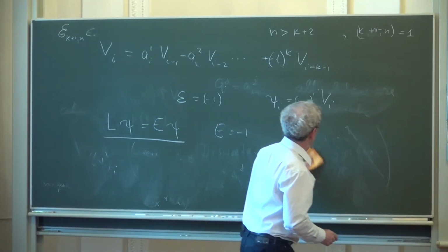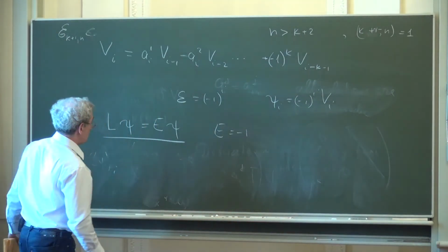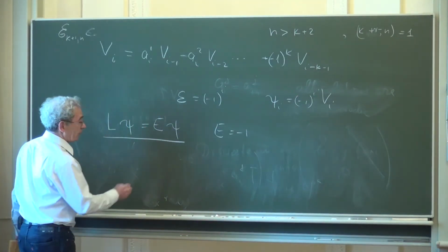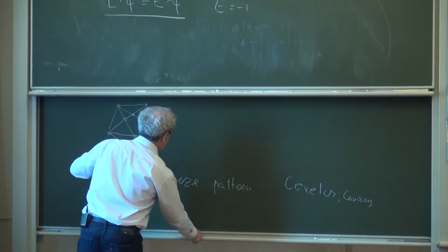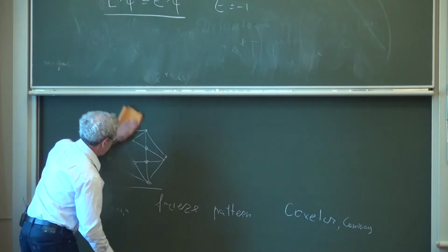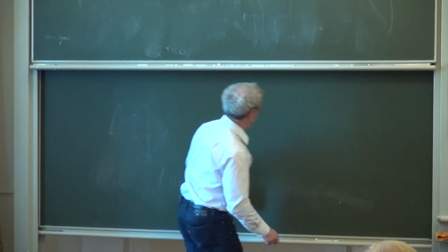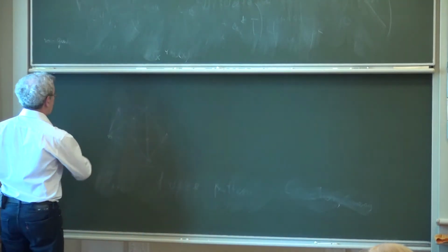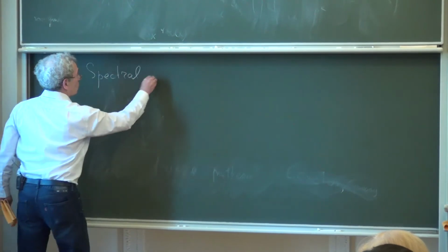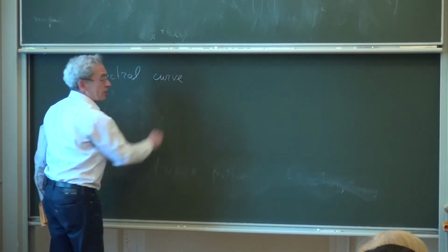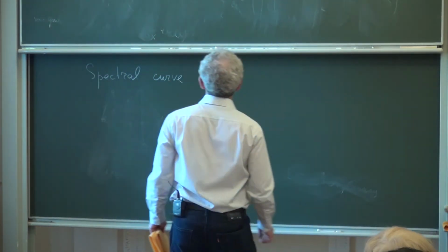So I erase this T. So the first observation, or the result I would like to state, is the following. Okay, spectral curve. As usual, when you start with a differential or difference operator of Floquet spectral theory, you are looking at Bloch solutions.